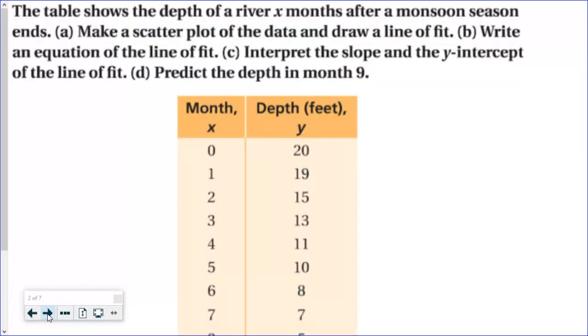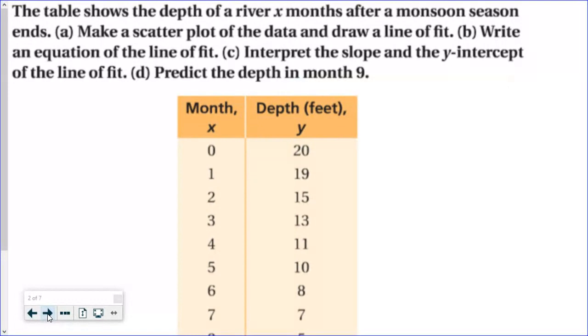Okay, it says the table shows the depth of a river, X. So X is months, months after a monsoon season ends. So after the season ended, they're taking data on months. So 0 month is the very first time, right when the monsoon season ends.